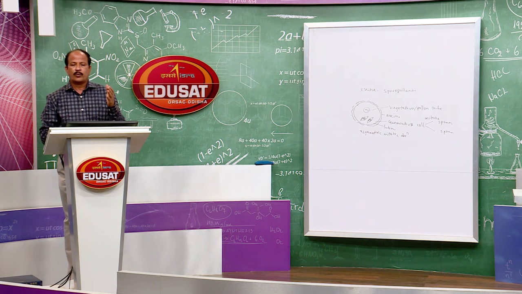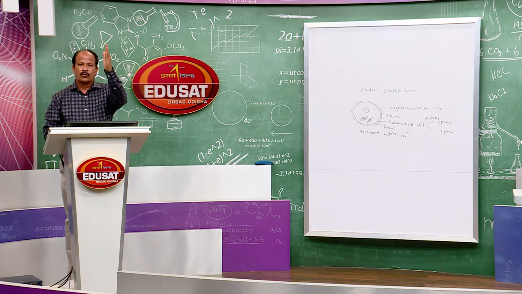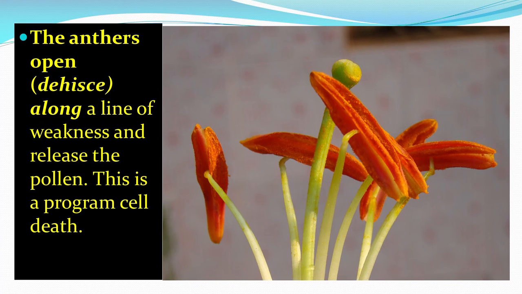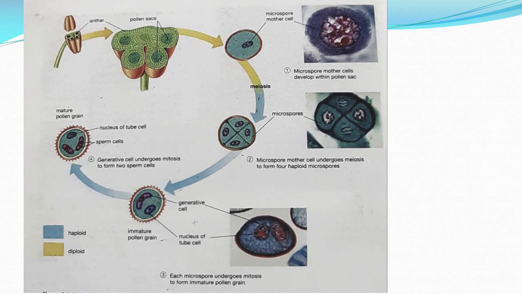Now, once the pollens are ready, the anther wall dehisces in a particular line, resulting in release of pollens. So you can see in this Lilium, the anthers are split longitudinally, resulting in release of the pollens. So this is the summary of how microsporogenesis and microgametogenesis result in a two-celled pollen grain.